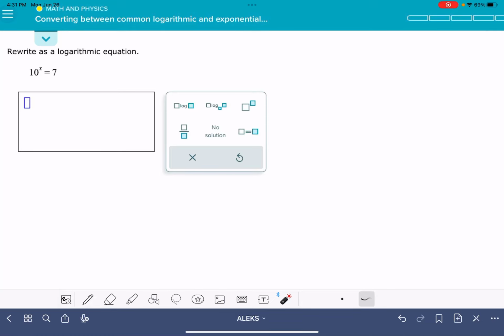In this video, I'm going to solve the ALEKS problem called converting between common logarithmic and exponential equations. To solve this problem, you are going to need to know the relationship between logs and exponential functions. That relationship is log base a of a number c is equal to b, and the corresponding exponential equation is a to the b is equal to c.